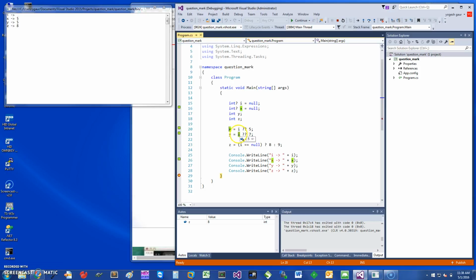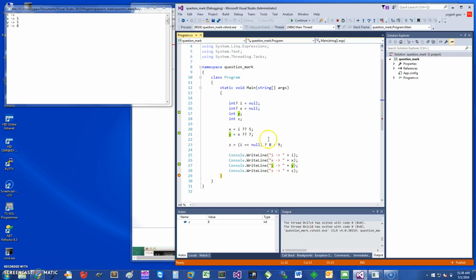So if you look at y, x is 5, so we again have this double question mark operator, and basically it will take the value on the left hand side because x is not null, x is really 5. So that's why y is also going to be 5. You can see that y is 5 and that's what it is printing, y is equal to 5.